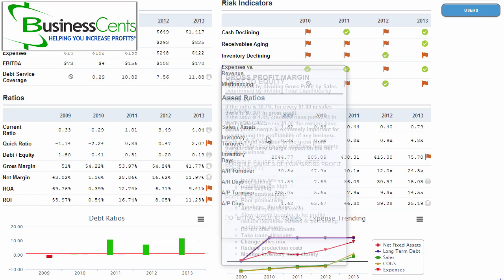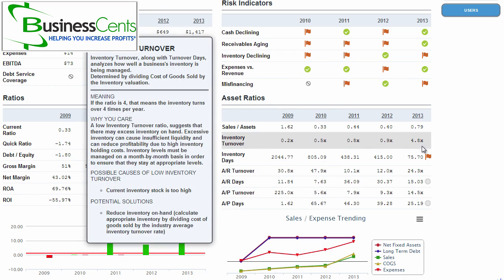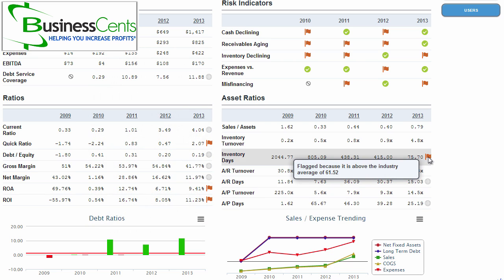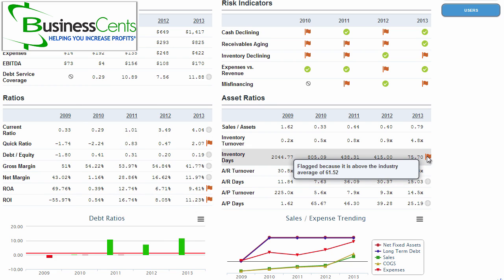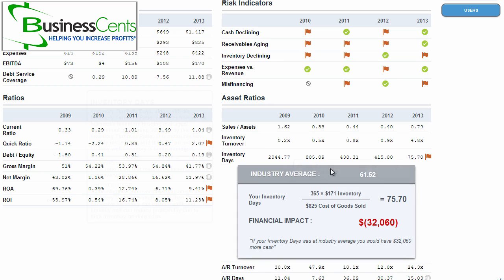But if you look at the other side on these asset ratios, one of them's flagged. Right here you can see the inventory days of 75 is flagged because it's above the industry average of 61.52. And again, if you click in, you can see the industry average of 61. You have 75 days' worth of inventory on hand, which means you have an extra $32,000 tied up in inventory. If you manage that inventory a little bit more closely, you'd have $32,000 in cash, just like the rest of the industry on average.